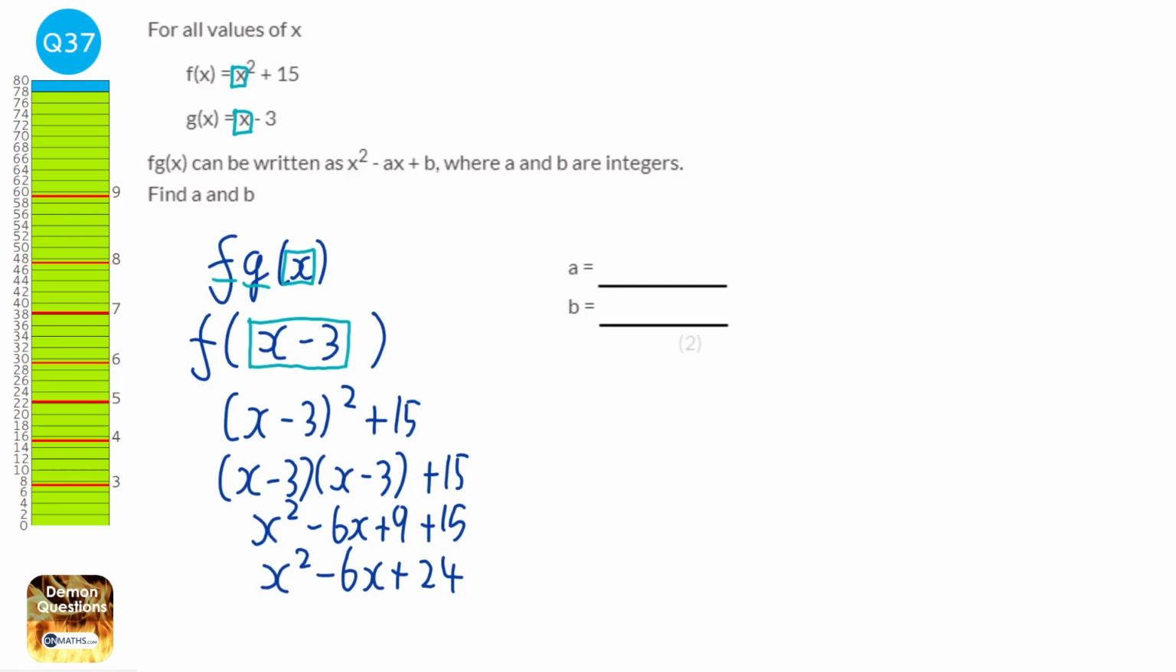And here we're asked to find out what a and b are. A is the 6 there, and the b is the 24 there. So a is 6, and b is 24. Now you might be asking why a isn't minus 6. Well, it actually has the minus in the question, so a is just going to be 6.